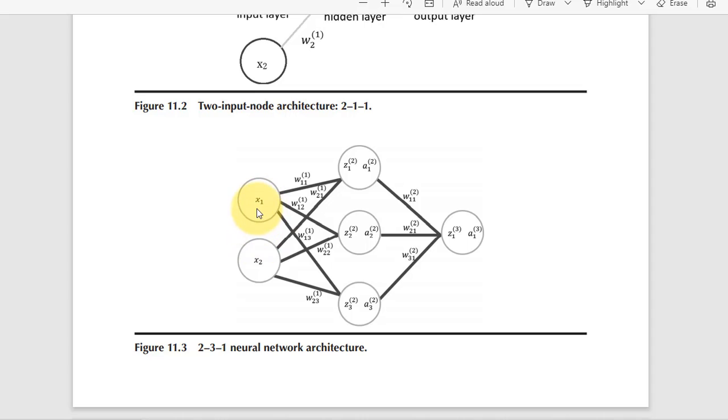Well, we can't change this part here, x1 and x2. That's the data we're getting. We don't change that. We get a new piece of data, we put it in. We get a new piece of data, we put it in. We don't change that.